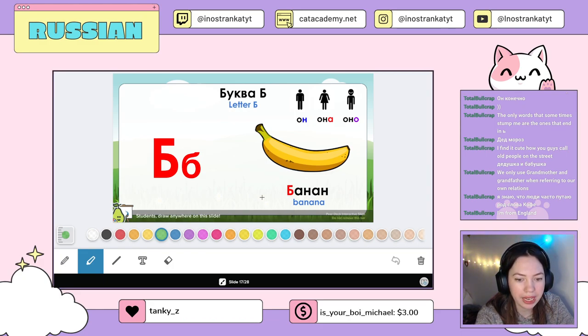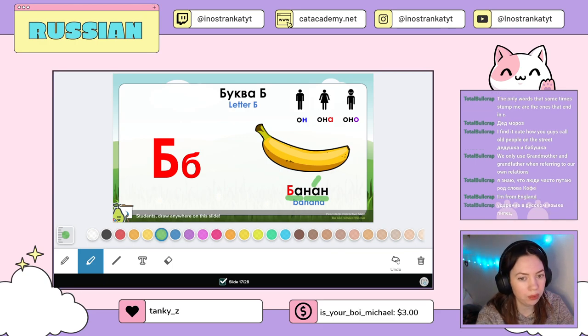Б, Б, банан. We're stressing the final syllable, банан. So let's figure out, is it a masculine gender or not? Банан. The last sound that you hear is н. It is not one of the vowels that we learned, so it cannot be any of these two. So it has to be он. Банан.